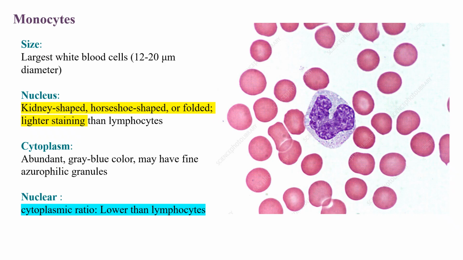The cytoplasm is abundant and stains a grey-blue color. You might occasionally see some fine eosinophilic granules scattered throughout. The nuclear to cytoplasmic ratio in the monocyte is much lower than in the lymphocyte because they have so much more cytoplasm relative to the nucleus size.